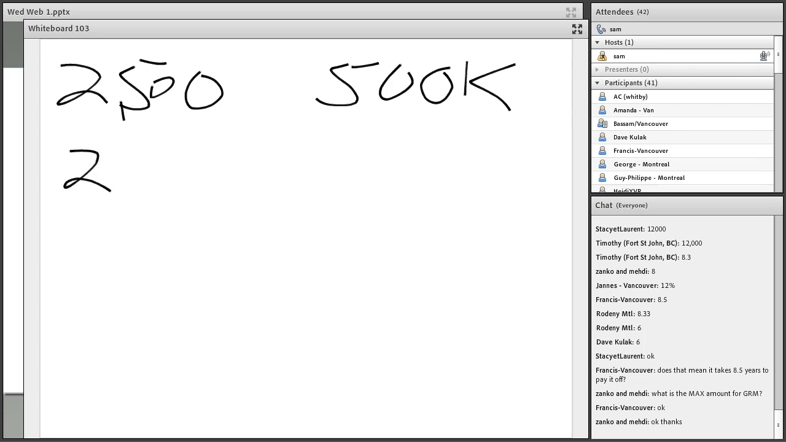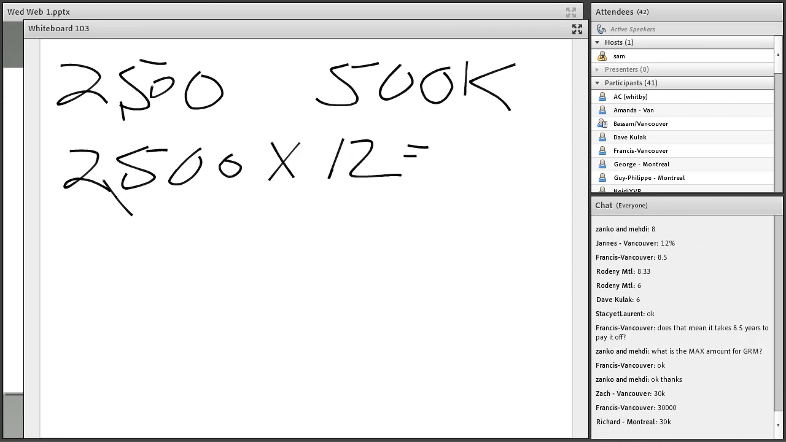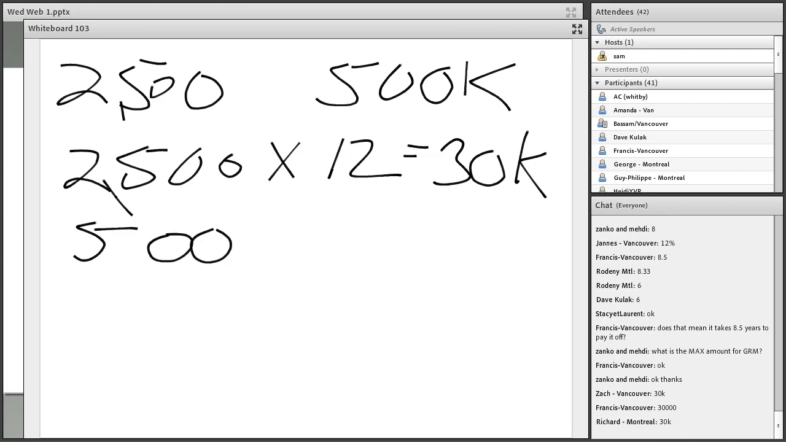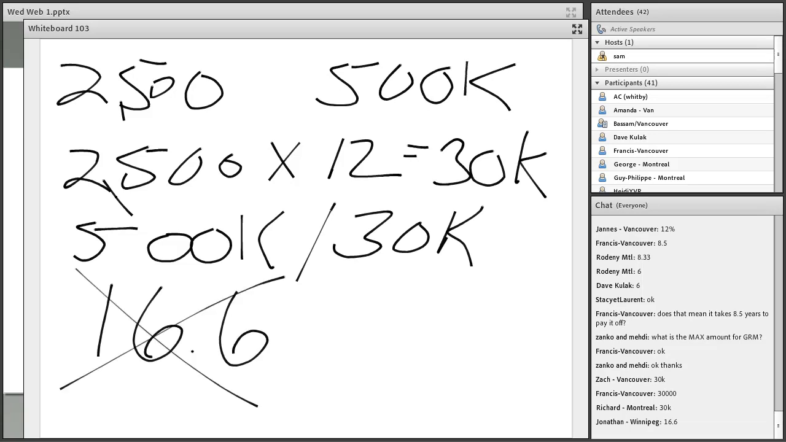So, 2,500 times 12 is what? 30 grand. 30K. Now, what am I supposed to do? I'm supposed to take 500,000, the purchase price, and divide it by 30K. What's that give us? 16.6. This is a crappy property.